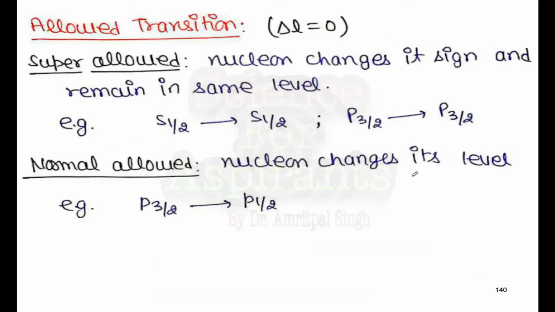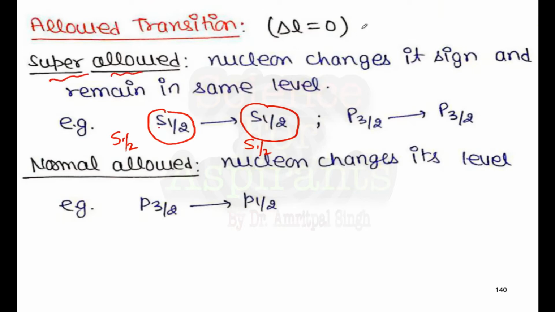Again, the allowed transitions are further divided into super allowed transitions and normal allowed transitions. If the transition between the parent nucleus and the daughter nucleus occurs within the same subshell, for example the last unpaired nucleon of the parent nucleus is in the s orbital and that of the daughter nucleus is again in the s orbital, then these types of transitions are known as super allowed transitions, and they are very quick.